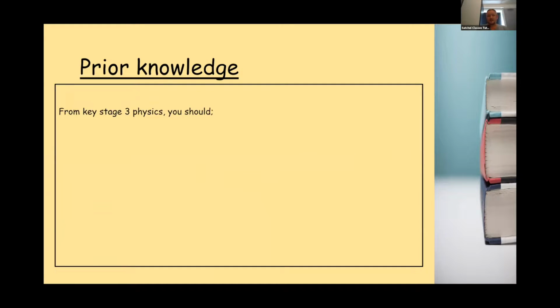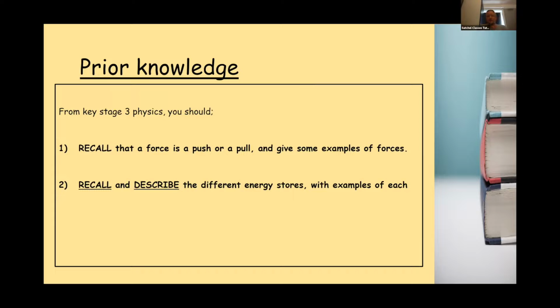So in the past, Key Stage 3, that's years 7, 8, and 9, what you should have been taught is that a force is a push or a pull, giving some examples of forces and their effects. Recall and describe the different energy stores with examples of each one. And finally, describe the law of conservation of energy and apply it to different energy transfers.